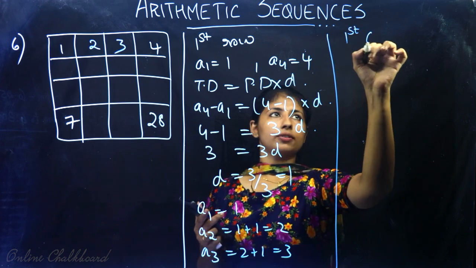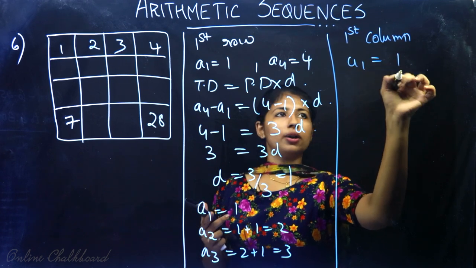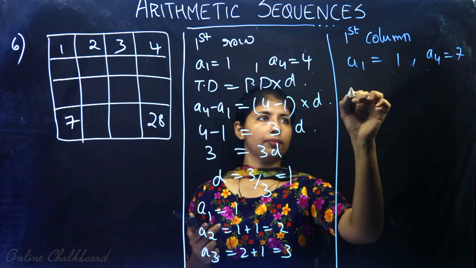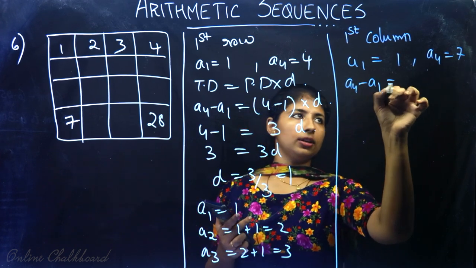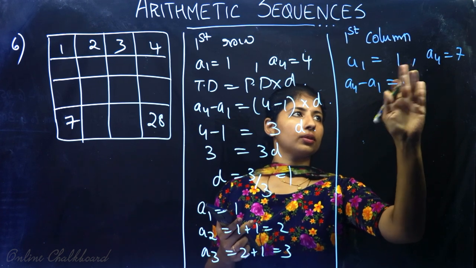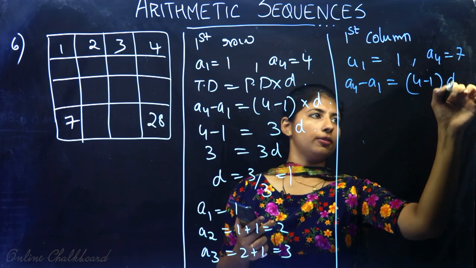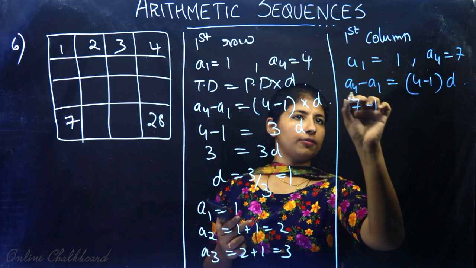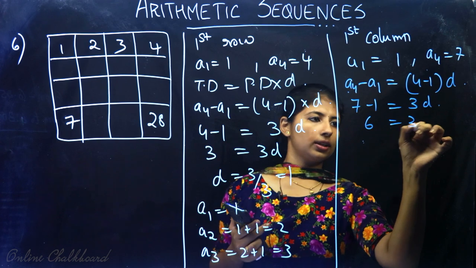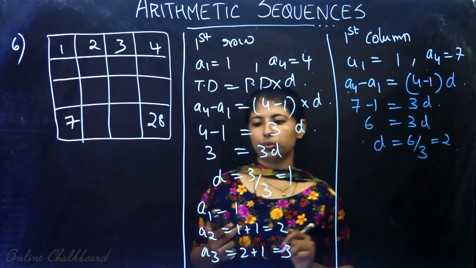First column. The first term is 1 and the fourth term is 7. To find the common difference: A4 minus A1 equals 4 minus 1 into the common difference. 7 minus 1 equals 3 into D. So 6 equals 3D, D equals 6 by 3 equals 2. The common difference is 2.